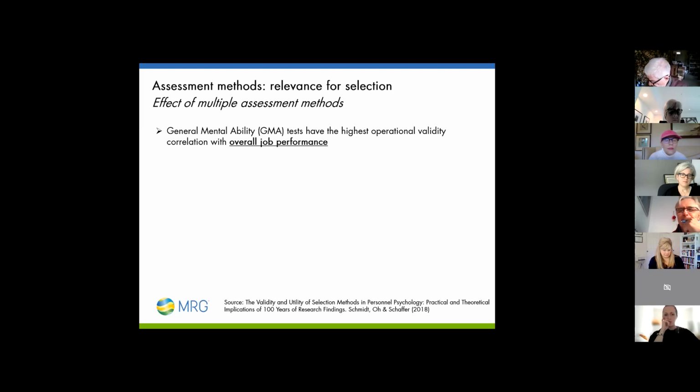But it's not just nerdy, it's actually very, very interesting about the way that they measure ability and utility of different assessments for selection, and make your own mind up about what you feel works best in your context. But the brain power, the mental ability, seems to be a particularly important element.